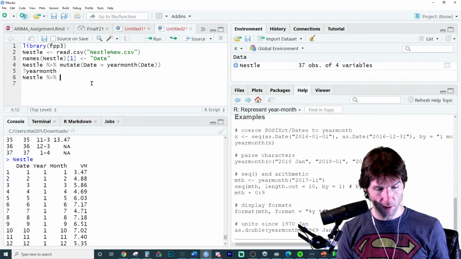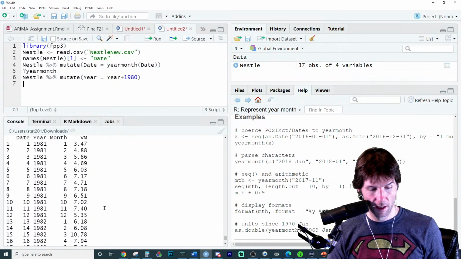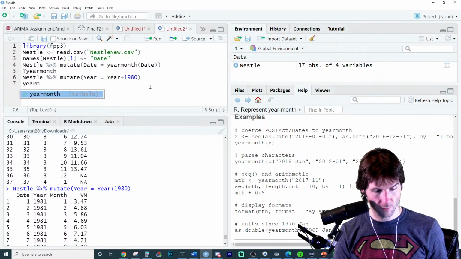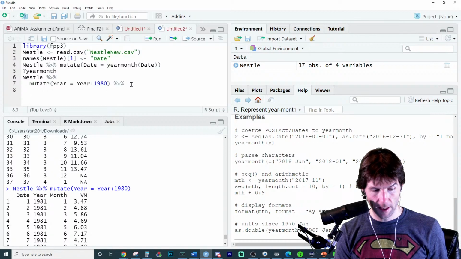I'm going to go here and go to mutate. I'm going to go to year equals year plus 1900 or 1980. We're going to set it to the start of 1980. Cool. And it's year month, right? Okay. So that's good right there. We're going to pipe it through that. We're going to pretend this starts in 1981. And then we're going to pipe it through another one. And then we're going to mutate.